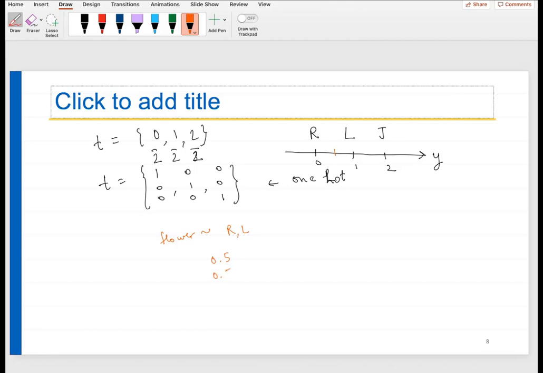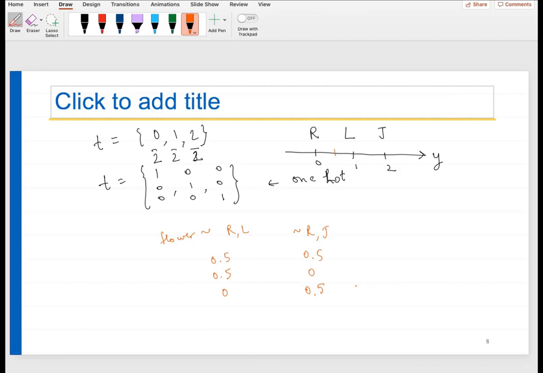0.5, 0.50, right? And if my flower is something like rose and jasmine, it will be 0.5, 0.5. So this makes much more sense, right?